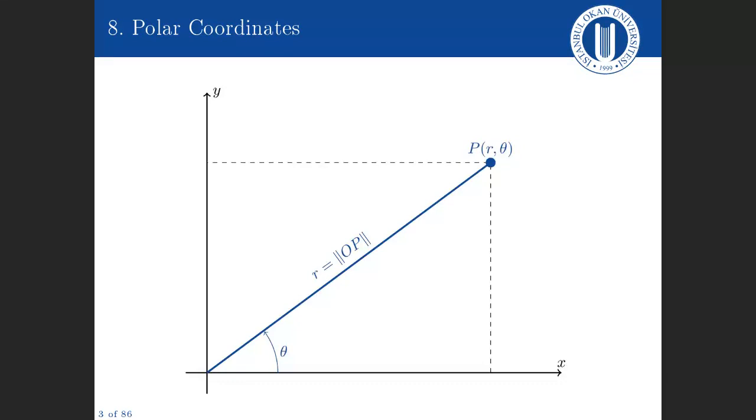We could describe the position of a point in the plane using Cartesian coordinates, x position and y position, but it's not the only way to describe the position of a point. We could also describe the position of the point by giving the distance from the point to the origin. We call that distance r, and then by measuring the angle from the x-axis to the ray between the origin and P, and we call this angle theta.